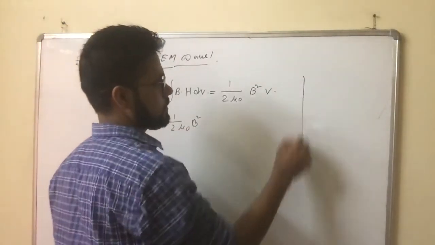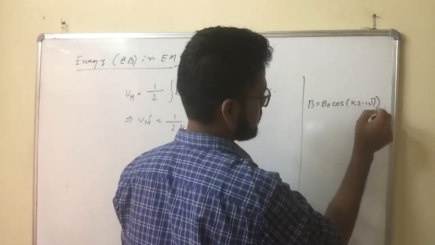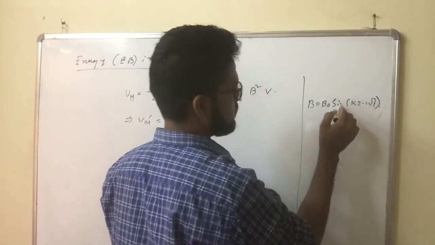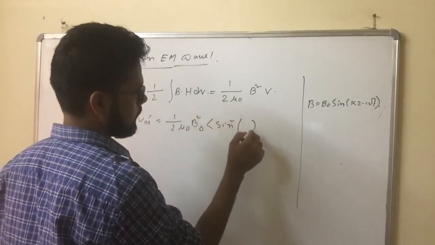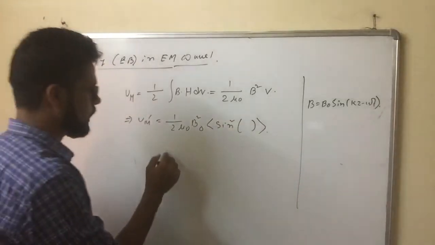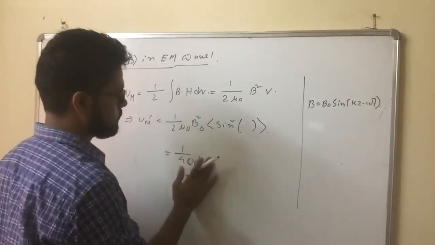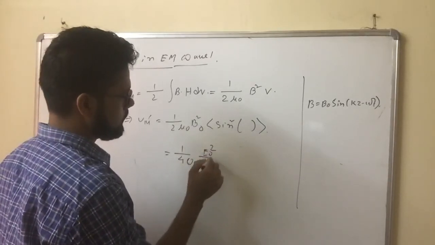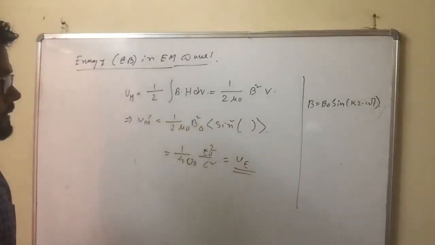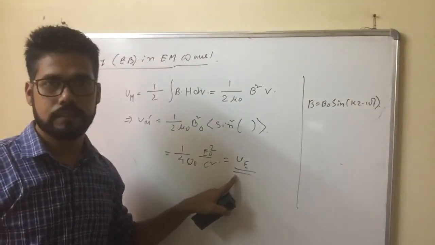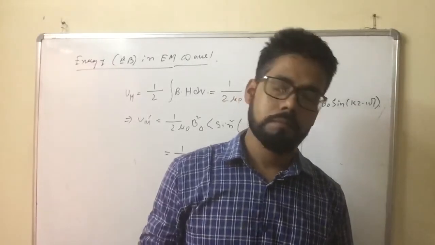And if we take B equal to B naught cos kz minus omega t, or you can take sine also, no problem. So B naught square sine square will give you half. So 1 by 4 mu naught B naught square. B naught square means E naught square by C square, which equals the magnetic energy. This is instantaneous energy, this is average energy. That means electromagnetic energy is equally shared by the electric field and the magnetic field.